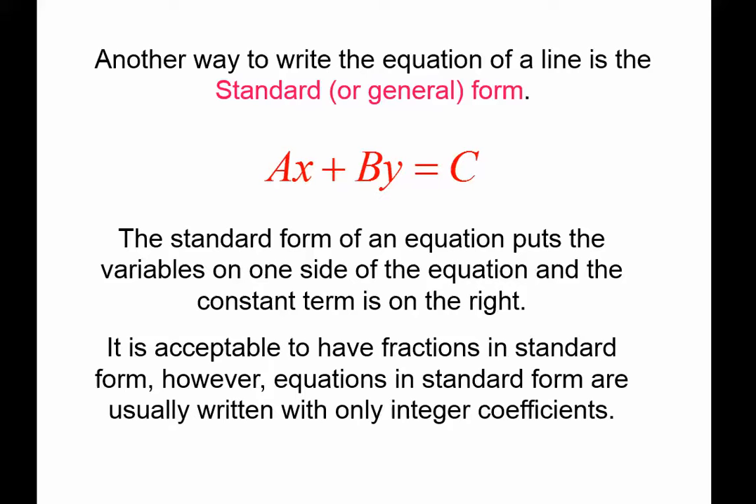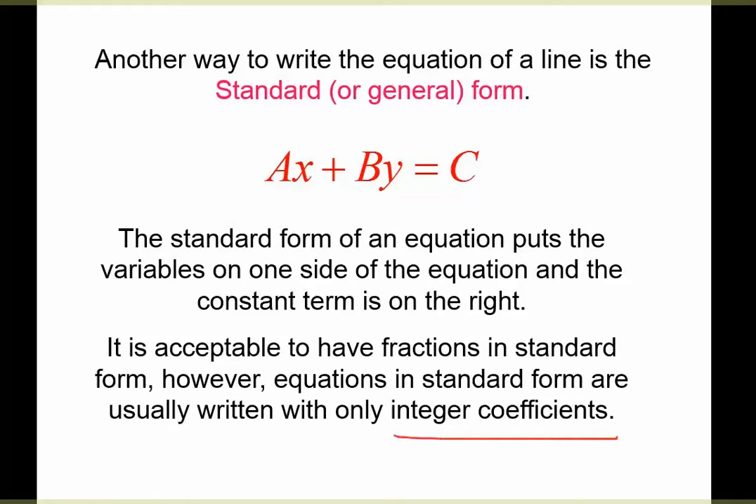The second paragraph talks about fractions. So when we write equations in standard form, typically we want the a value and the b value, the two coefficients, to not be fractional numbers. We would prefer to have them as integer coefficients. So just remember, if we use the term integer coefficients, we're talking about coefficients that are whole numbers or their opposites, not fractions, not decimals.